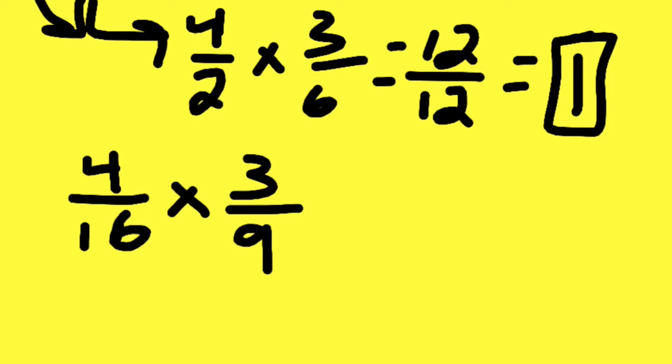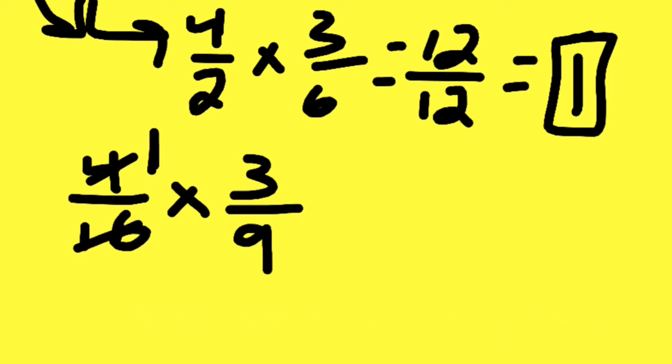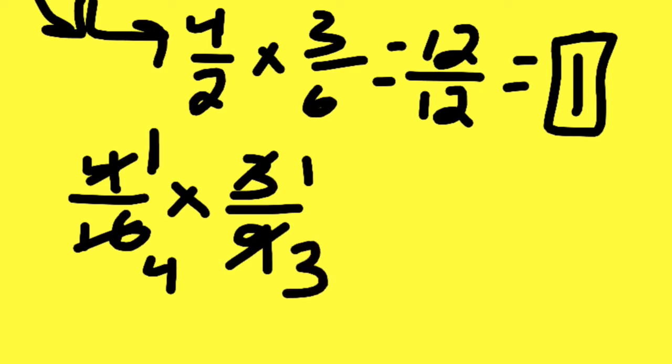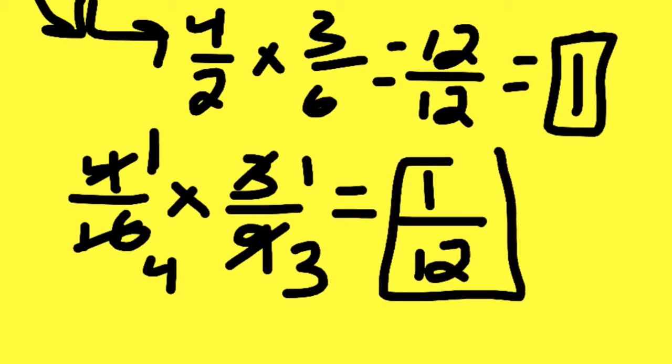One thing you can do is that 4 and 16 are both multiples of 4. So 4 divided by 4 is 1, and 16 divided by 4 is 4. Another thing you can do is you see 3 and 9, and you can also tell that 3 and 9 are multiples of 3. So 3 divided by 3 is 1, and then 9 divided by 3 is 3. So you do 1 times 1, which is 1, and 4 times 3, which is 12. And then you'll get the answer as 1/12.